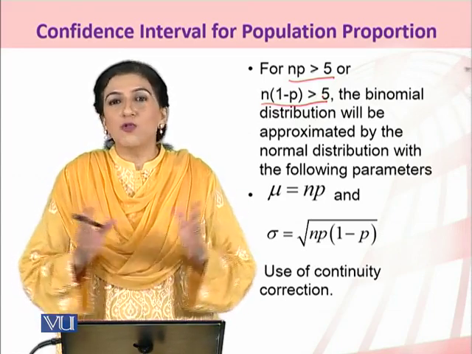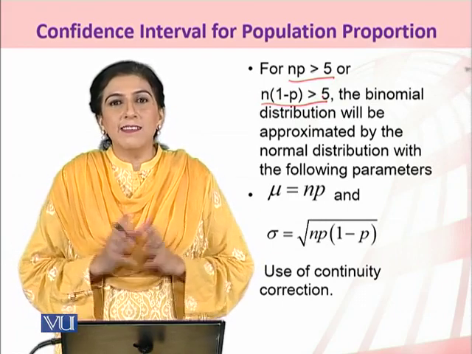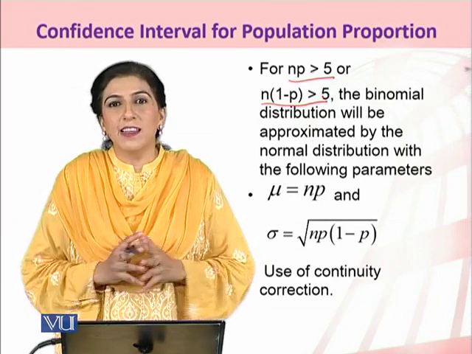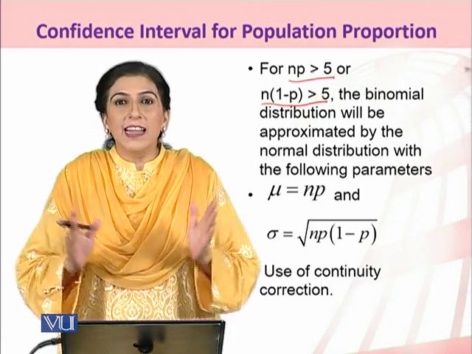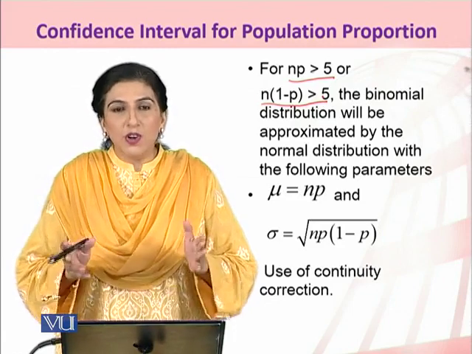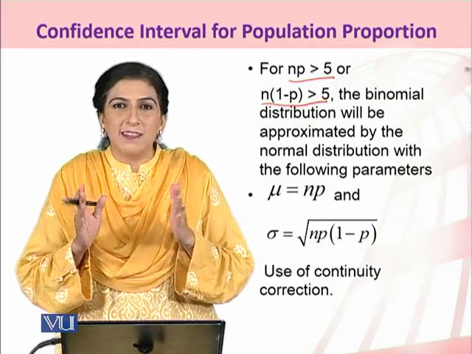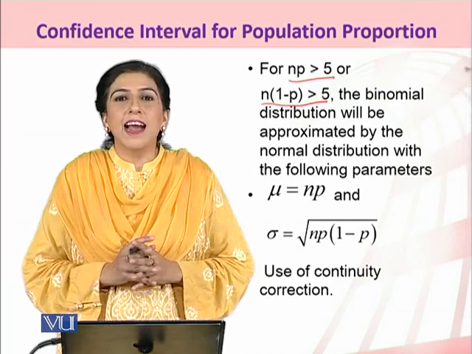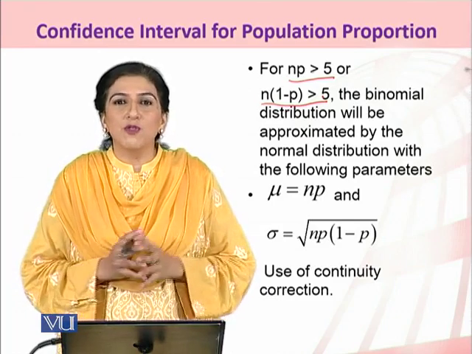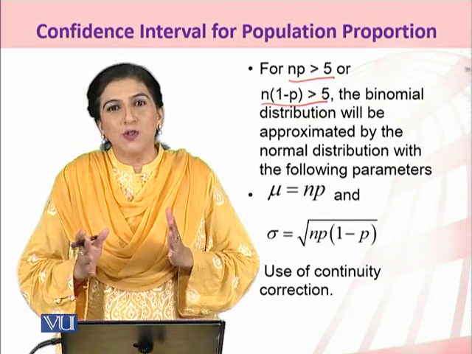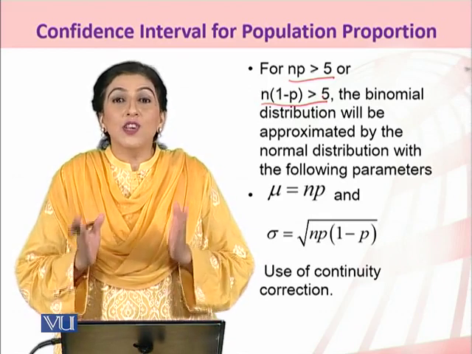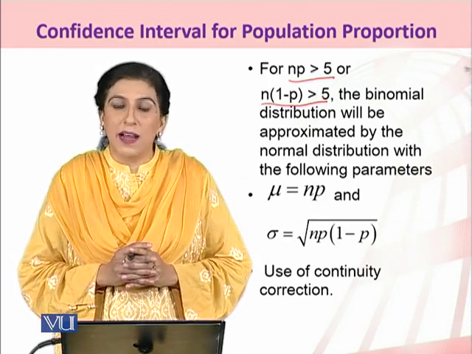Now students, there are two schools of thought in that. Some of them state that np has to be greater than 5. But you will find in various texts that even the np greater than 10 criterion is used. So np greater than 10 is somewhat more conservative as compared to np greater than 5. But usually, whenever we find that n into p is greater than 5, it is better to perform the test using the normal approximation to the binomial.